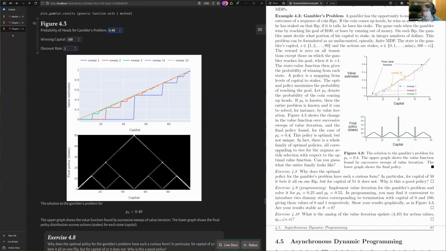Okay. But then the next modification is to say, well, what if we make the coin have bias in our favor? Then what do you think will happen to the policy and the value function? Well, the value curve should become more horizontal, right? Or more not horizontal, like a 45-degree line.